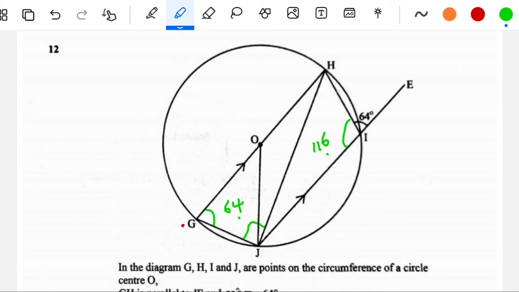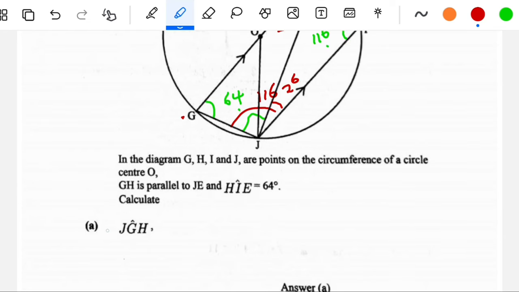I also know this one, it is 64 by Z angles, which also implies that the whole of this one is 116. So if I say 90 minus 116, I will be able to find this one as 26. Then by that angle, this one is also 26.